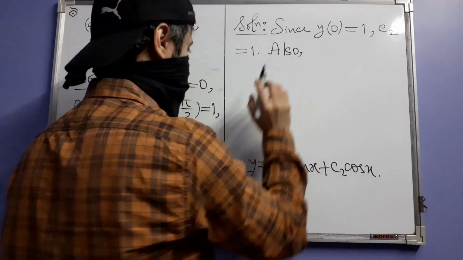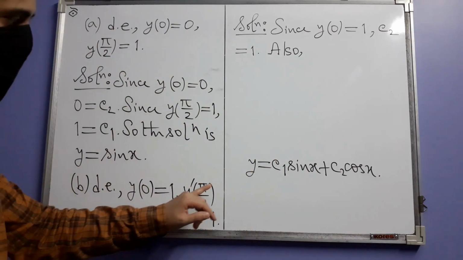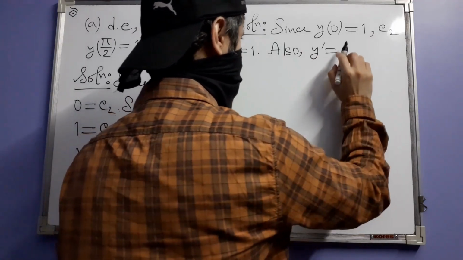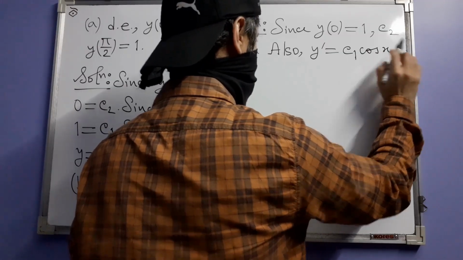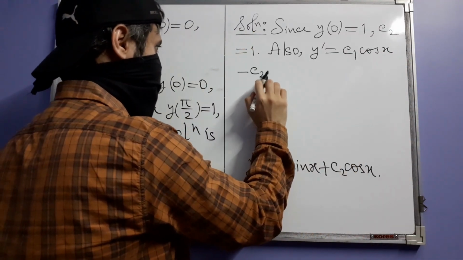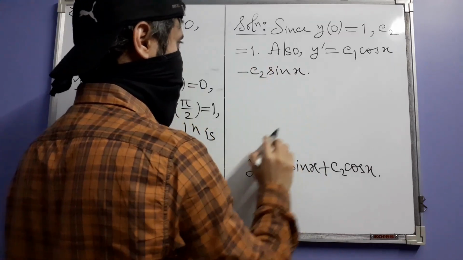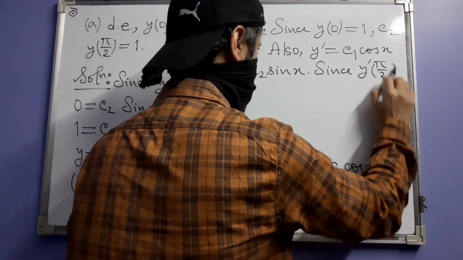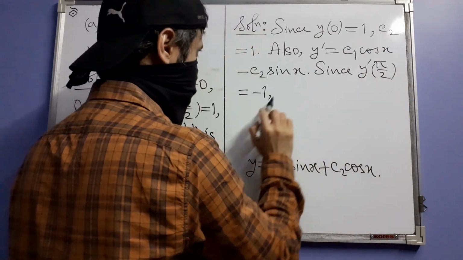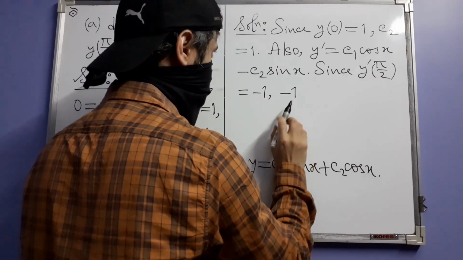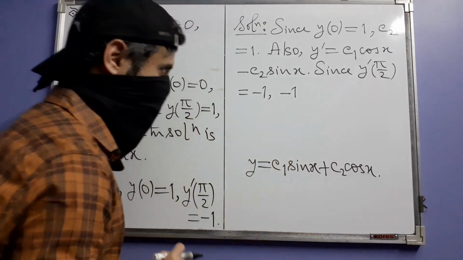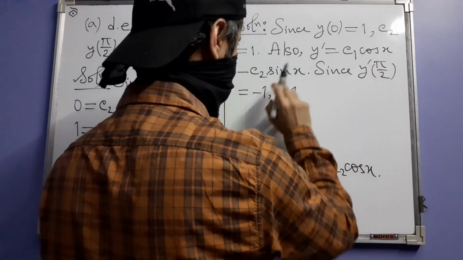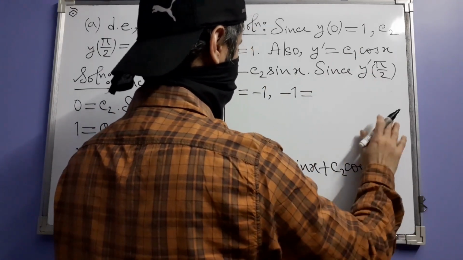Also, before we can substitute pi over 2 here, we need to know the derivative. So what is y prime? Y prime will be C1 cos x minus C2 sin x. Since this is equal to minus 1, that means y prime of pi over 2 is minus 1. You can write it on any side, but I am writing it the way I have written this equation.